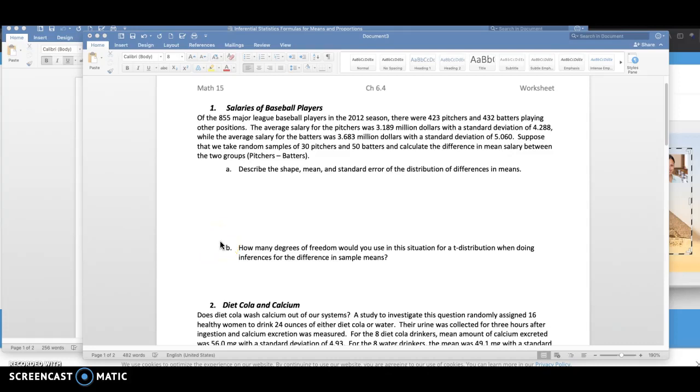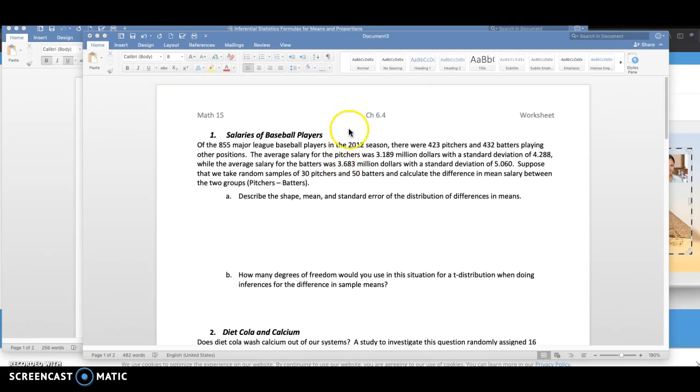Well, in this series of videos, I want to go over some examples from Chapter 6.3. And 6.3 is looking at a difference of means. All right, so example 1, let's look at salaries of baseball players.